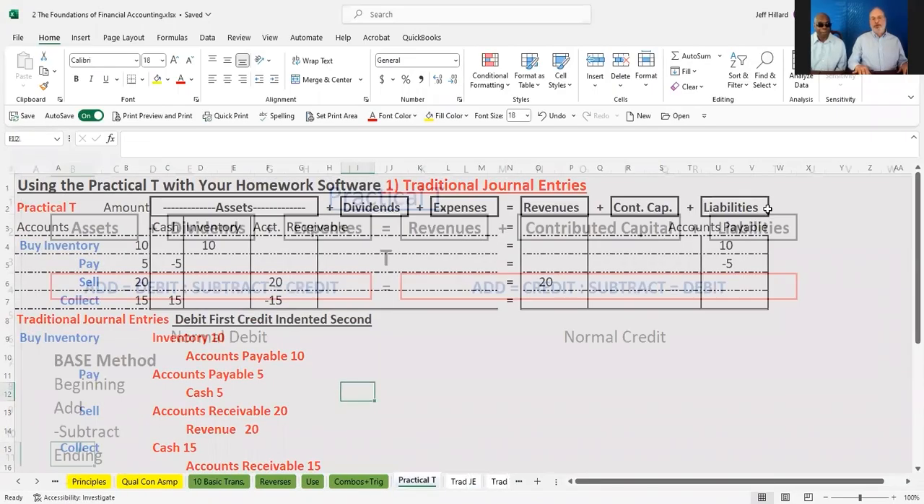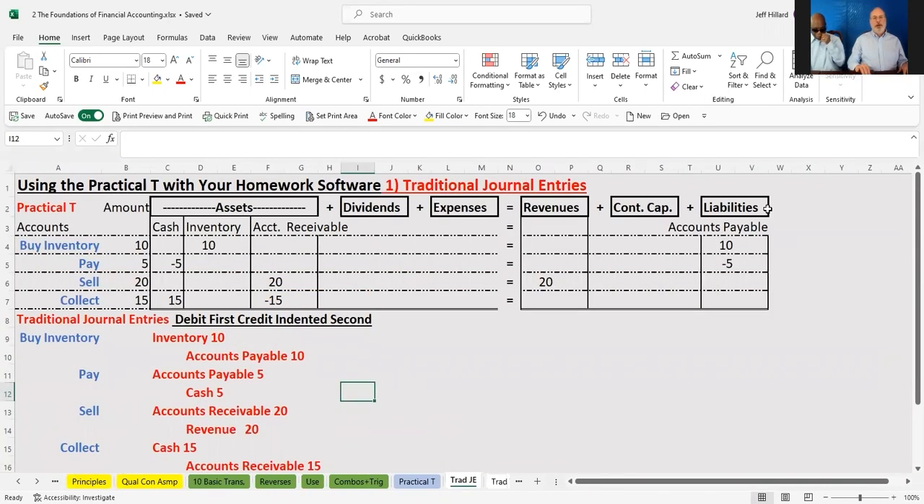How do we do this for homework? We're using the practical T as we just showed you. Okay, so we have the practical T set up here. We have assets, which are cash, inventory, and accounts receivable. Dividends and expenses, revenues, contributed capital, and one liability account called accounts payable.